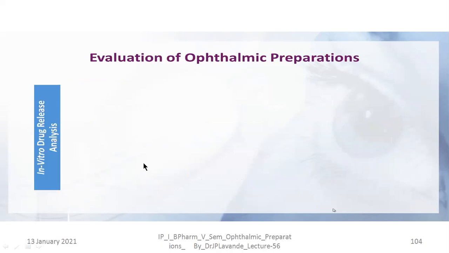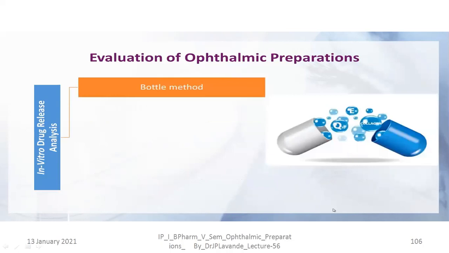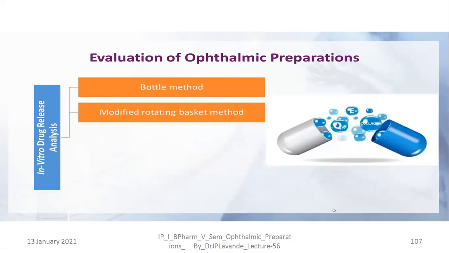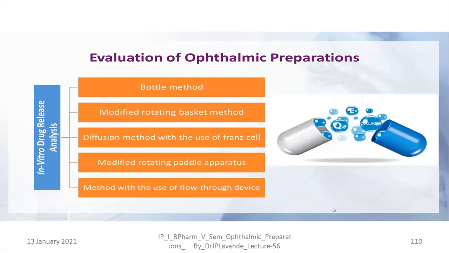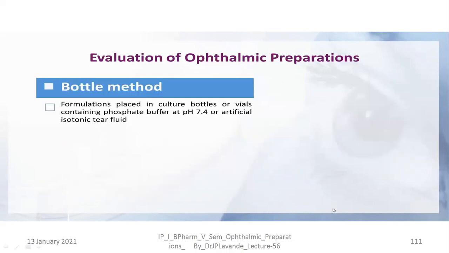Now, in vitro drug release analysis is again a parameter which is to be carried out. Here the different methods are the bottle method, modified rotating basket method, diffusion method with the use of the Franz diffusion cell, and the modified rotating paddle apparatus, along with the use of flow through devices. So these are the different methods by which one can determine the in vitro drug release. You need to keep in mind and study these methods. These might be asked in the multiple choice questions.